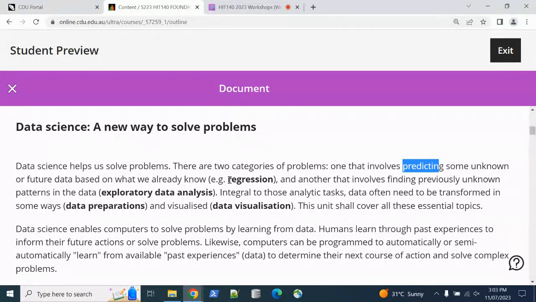So one way to do that, which we will learn in this unit, is regression. Regression is where you try to predict numbers, a value that is in the form of numbers, such as the score for the unit, maybe the height of a person, the weight of a person, and so on.